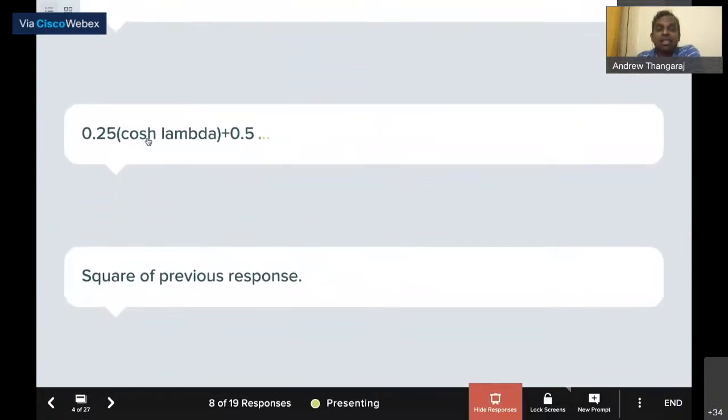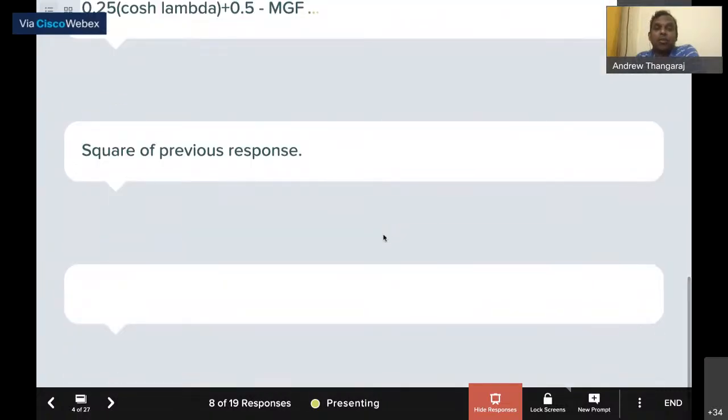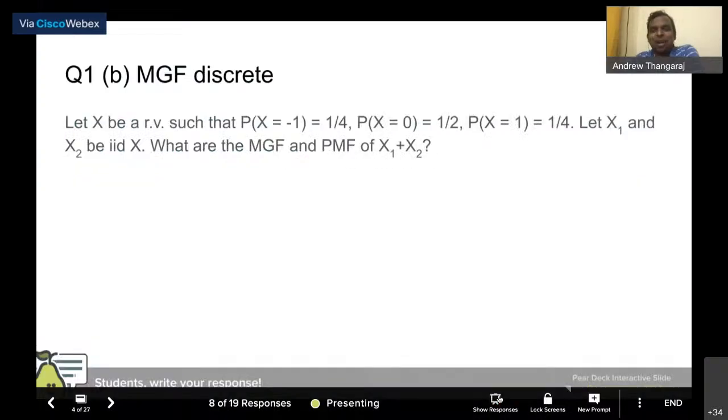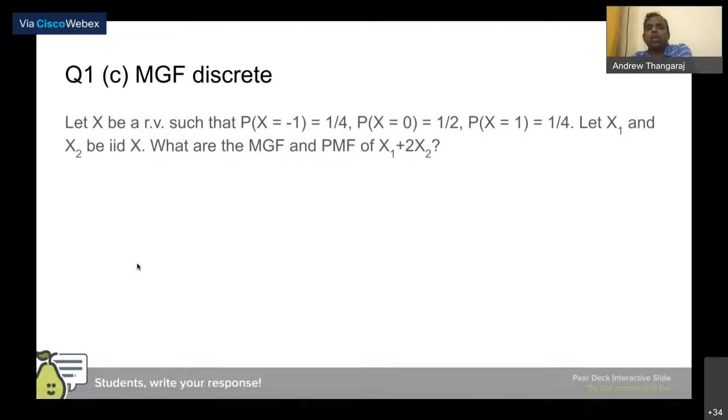Oh, somebody has done a hyperbolic cosine simplification. That's very nice. Square of the previous response. Wow, very nice. That's a smart piece of answering. Okay, so how will you do this one? The previous one was straightforward in some sense. You just square the previous one. How will you do this one?